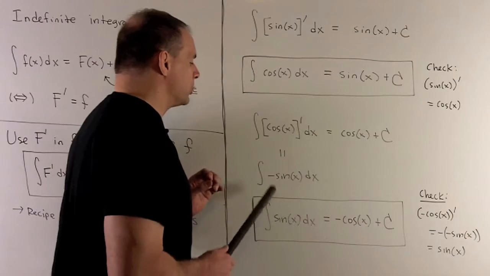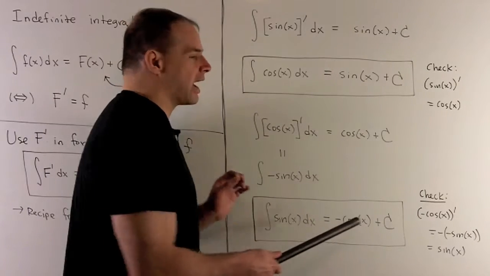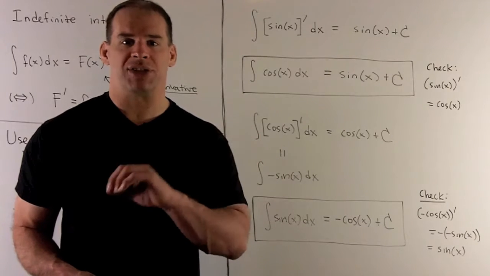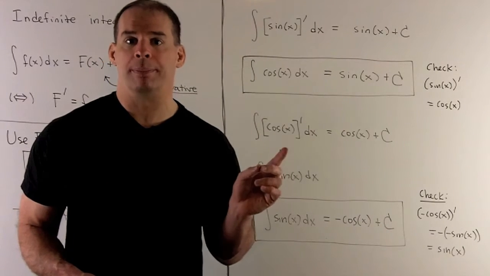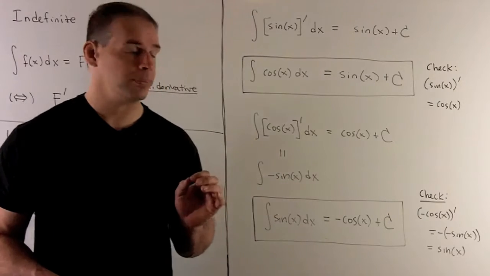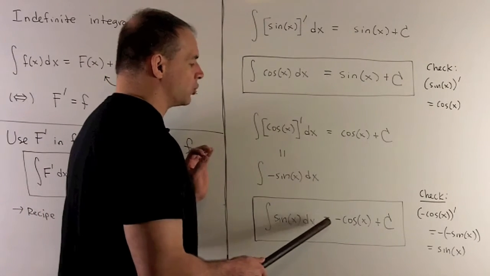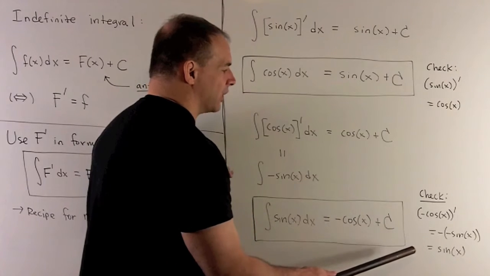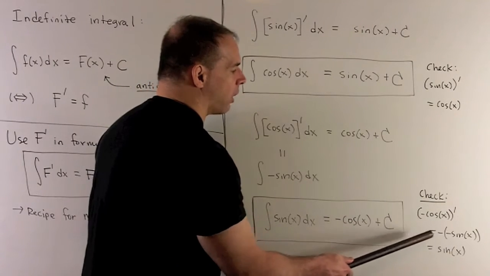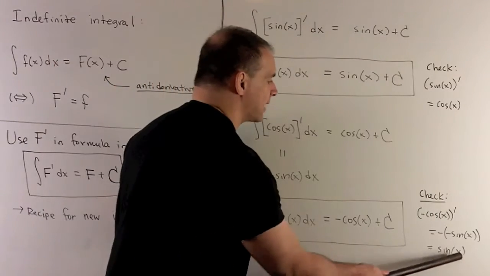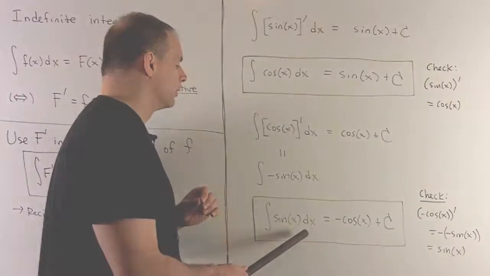One thing you'll note when I push the minus sign over, I don't push it into the constant. The constant is an undetermined number, so if I hit it with a minus sign or multiply by 2 or whatever you want, it's just going to stay constant. Again, check your work. Take the derivative of minus cosine. We have a minus sign out in front, and the derivative of cosine is minus sine. So we're going to wind up getting sine of x, and that matches my integrand.